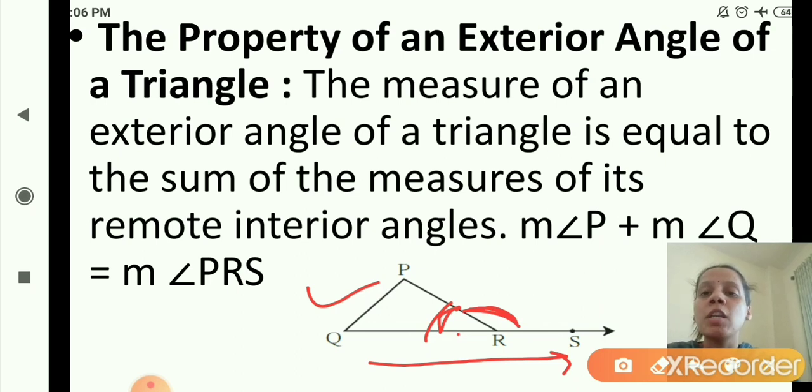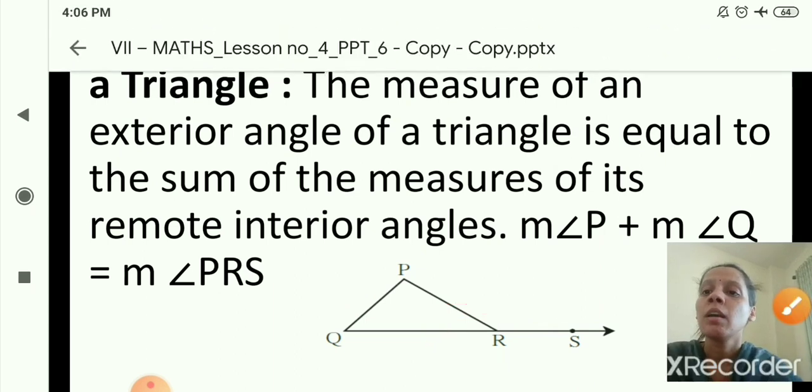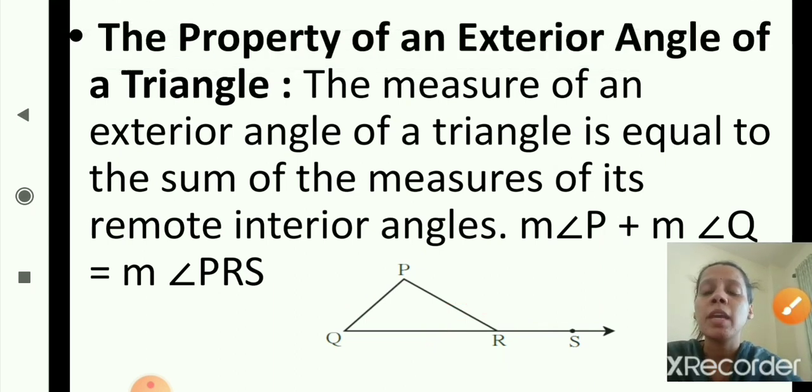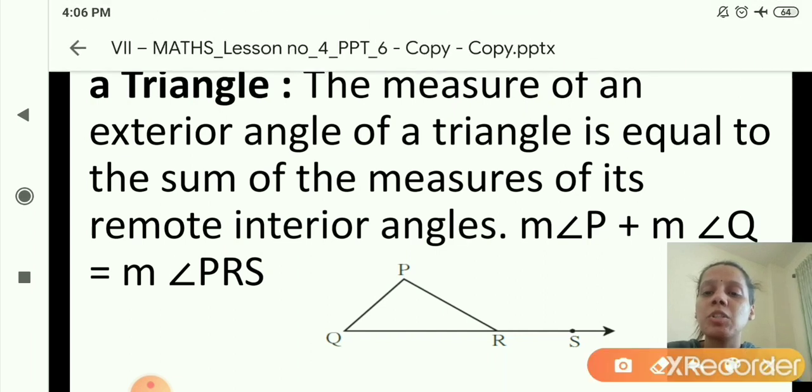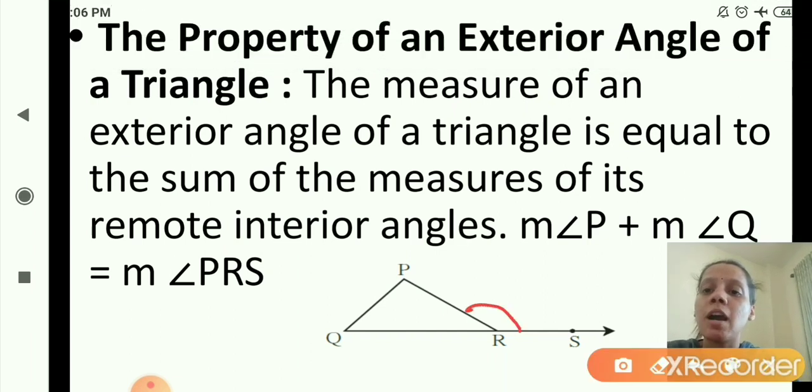Now the property of an exterior angle of a triangle. The measure of an exterior angle of a triangle is equal to the sum of the measures of its remote interior angles. So what is the measure of the exterior angle? What is the measure of angle PRS? So the measure of an exterior angle of a triangle is equal to the sum of the measures of its remote interior angles. Now which are the remote interior angles here?